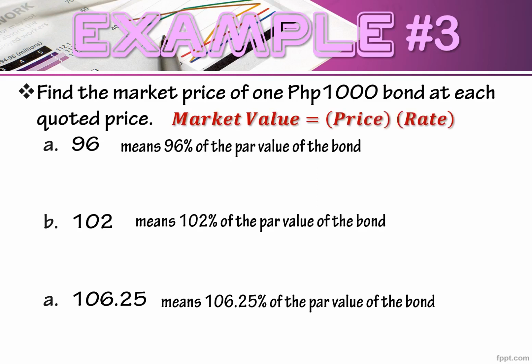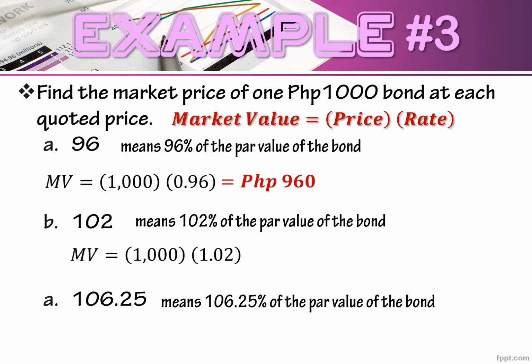So we can compute the market value by multiplying the price and the rate. So we have the price 1,000 times 96%, change to decimal, that is 0.96. So the value of each bond is 960 pesos. For letter B, we have 1,000 times 102% changed to decimal. So move 2 places to the left. So that will give you 1.02. So the bond can be bought at 1,020 pesos per bond.